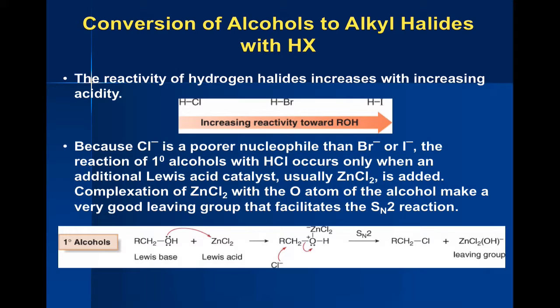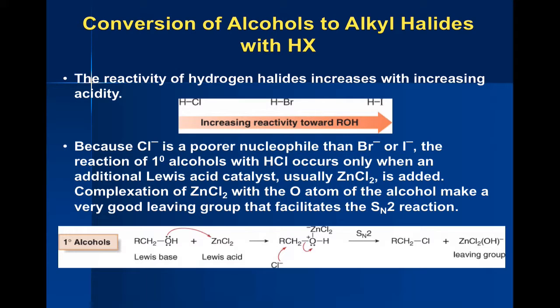And in fact, chloride is such a poor nucleophile that the reaction of primary alcohols with HCl will occur, but you're going to be around for a long time. And so to speed it up, you add zinc chloride, okay? When you have a mixture of zinc chloride and HCl in water, you call that Lucas reagent. Zinc chloride is a Lewis acid. It can make a complex with oxygen.